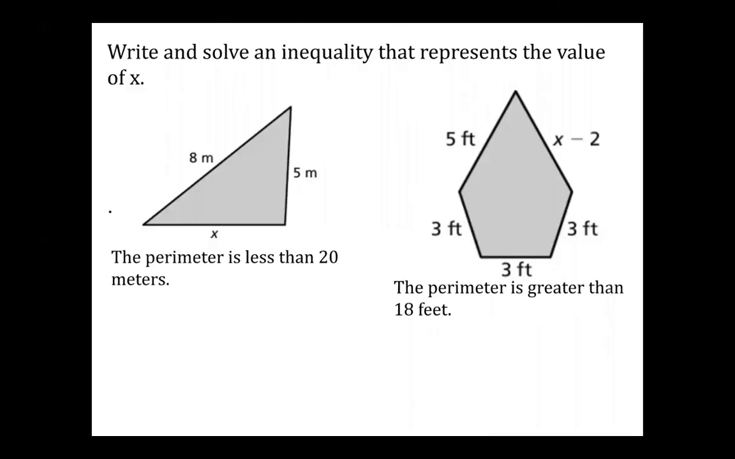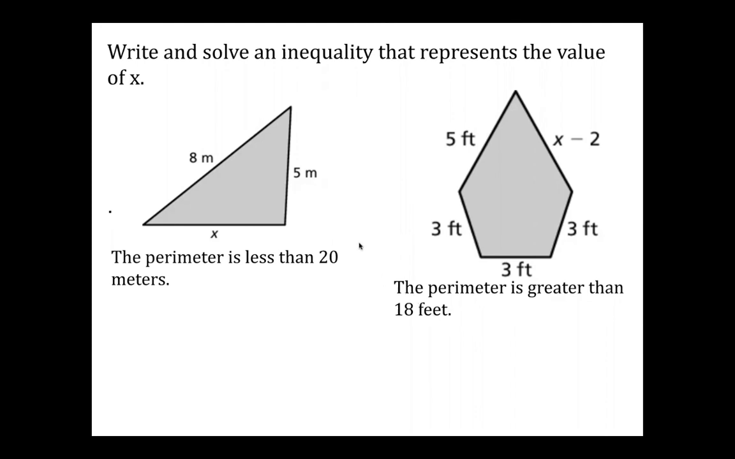Here are another two problems that we can do. We're going to write and solve an inequality that represents the value of x. So we're given two shapes here. The first one is the perimeter is less than 20 meters.